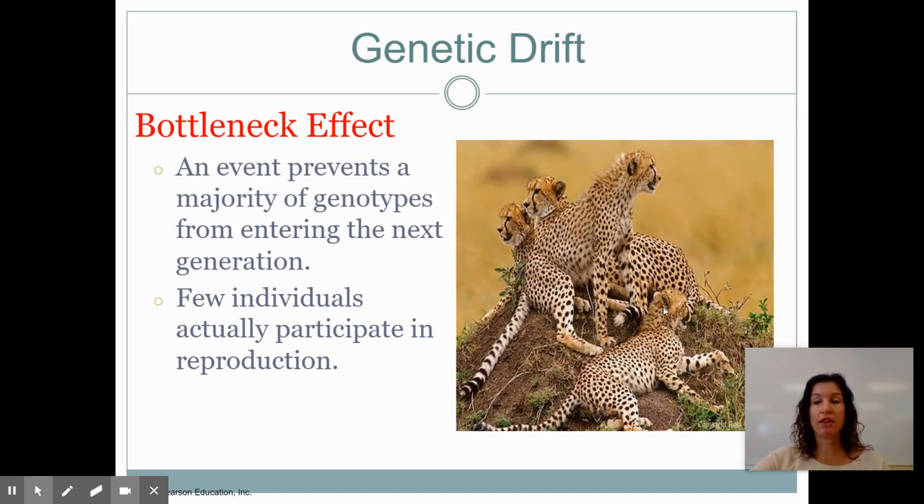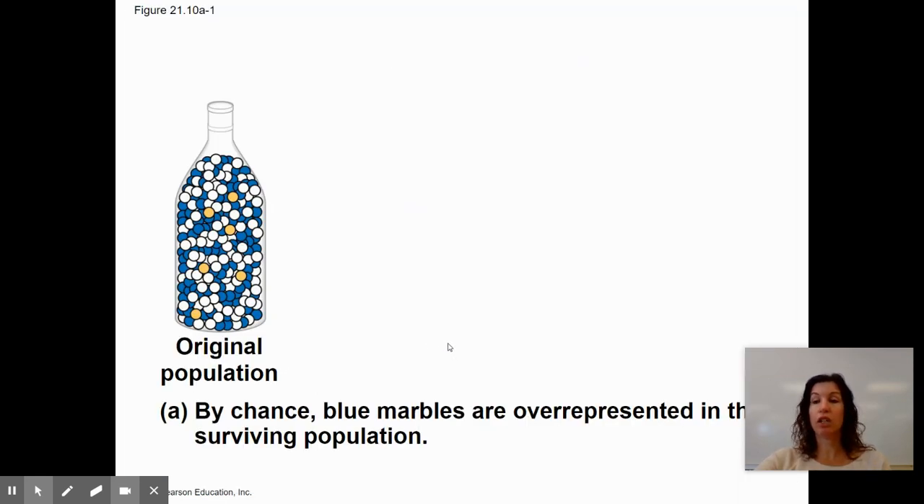All right, so the other type of genetic drift is bottleneck effect. This is an event that prevents a majority of genotypes from entering the next generation, and then few individuals actually participate in reproduction. This has happened when species almost go extinct, when they're endangered. The population gets so small, we only have a few individuals to repopulate. You can think of it like a bottleneck, that's why it's called that.